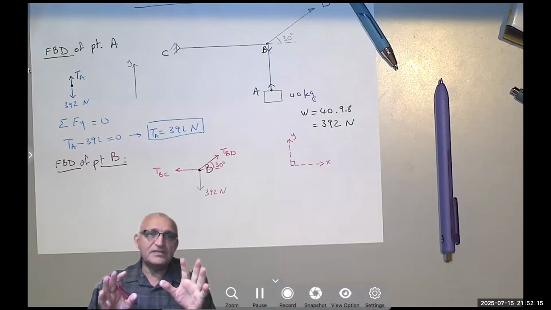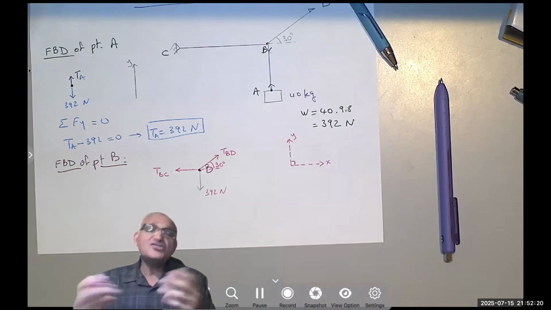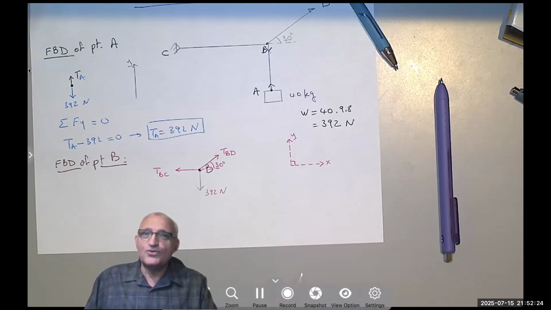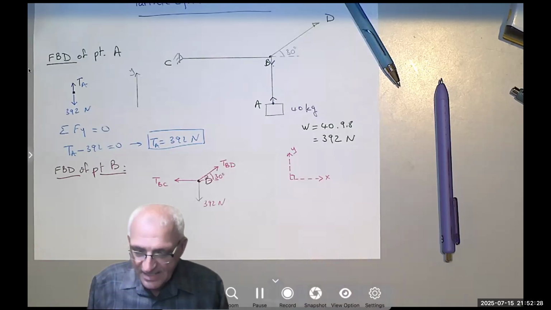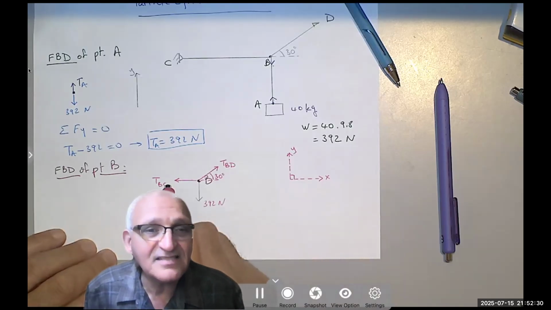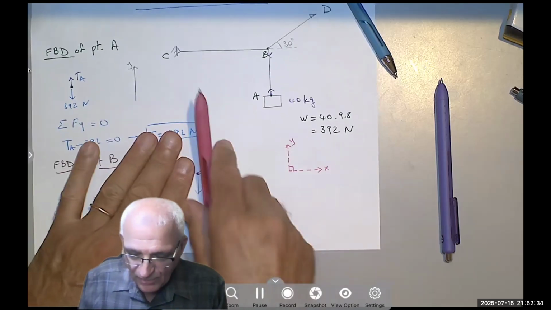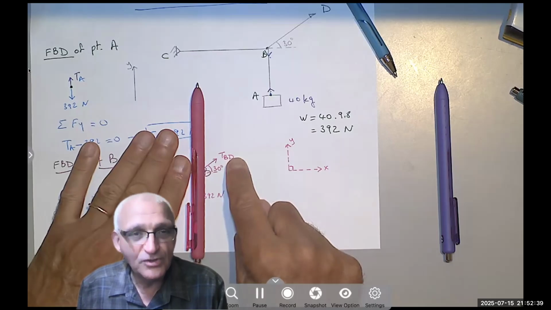Think for a little bit and tell me why I shouldn't start with X. It's not wrong, but it makes more sense to start with Y. Yes, if you said that TBC doesn't have a Y component, so when I do the sum of the forces in the Y, I only have one unknown, you would be right.